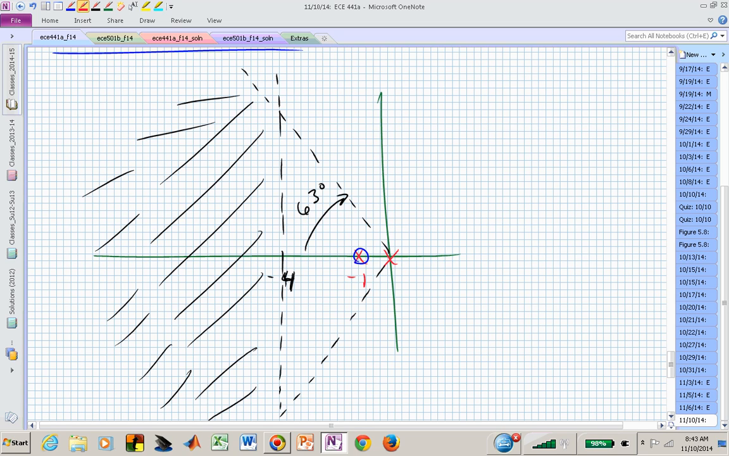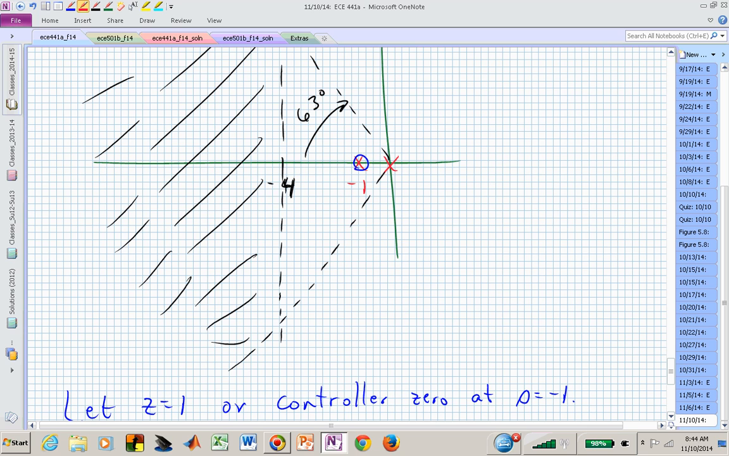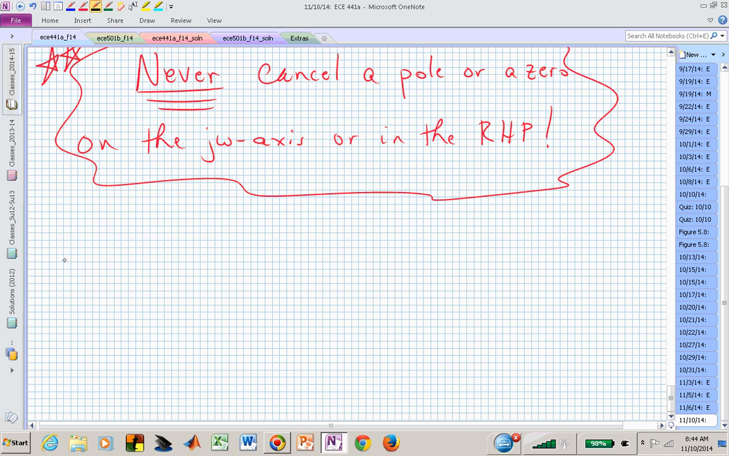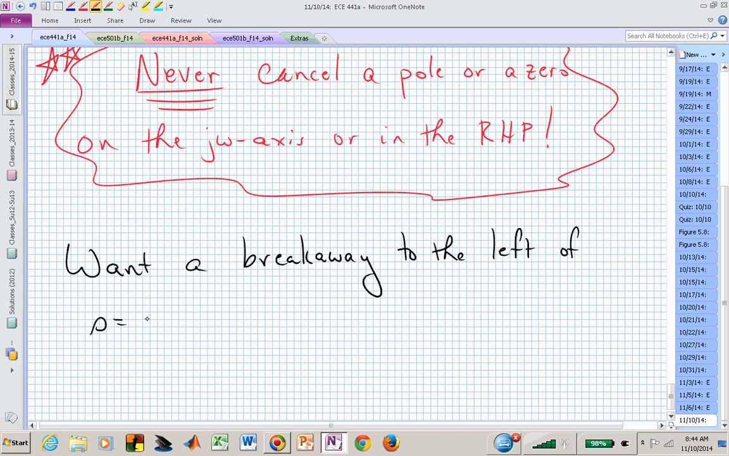Where do I locate a pole so that both poles on my root locus will be inside the shaded region? Knowing what you now know about root locus diagrams, where do you want the breakaway point? To the left of minus 4, right? You want those asymptotes to be breaking away to the left of minus 4. What does that tell you about the pole location? It needs to be to the left of minus 8, doesn't it? So for this design, we want a breakaway to the left of s equal minus 4, which says that we want p in magnitude to be bigger than 8.